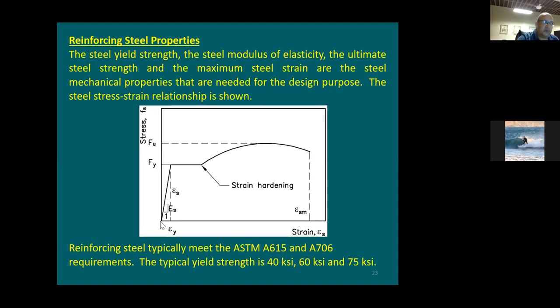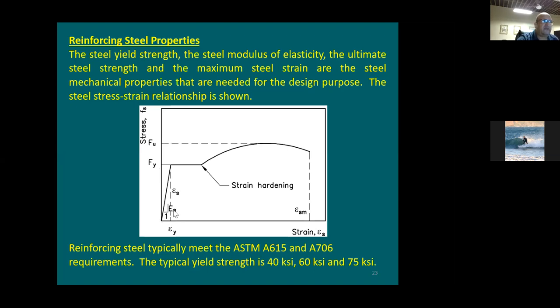Between the zero point and the yield point, we call this the elastic range. Again, on the y-axis you have the stress, and on the x-axis you have the strain, which is unitless. The slope of this line is called the modulus of elasticity, and it equals the y component divided by the x component. The y component has units of ksi and the x component is unitless, so E sub s, the modulus, which you may also call Young's modulus, has the same units as the stress, which is ksi.